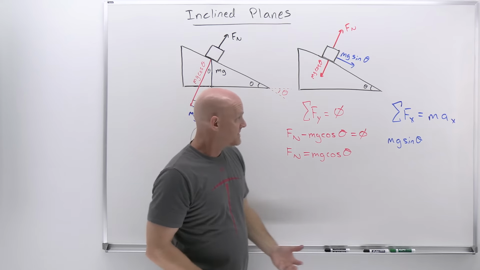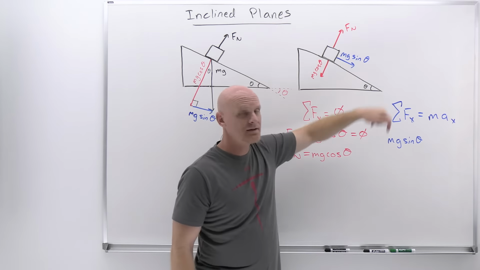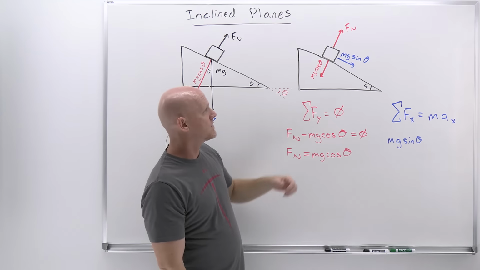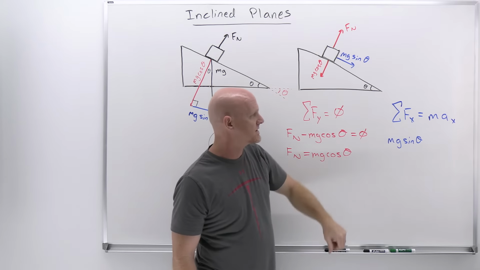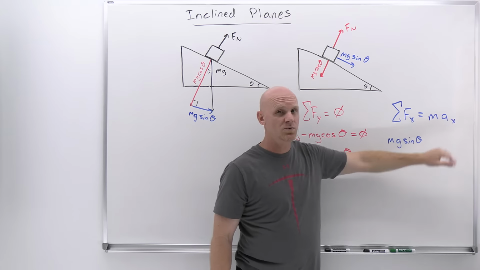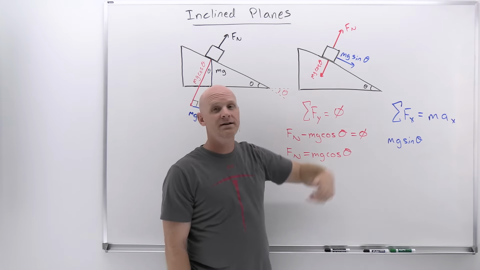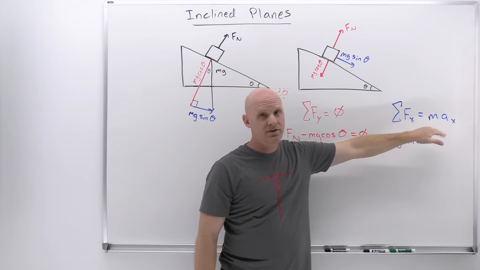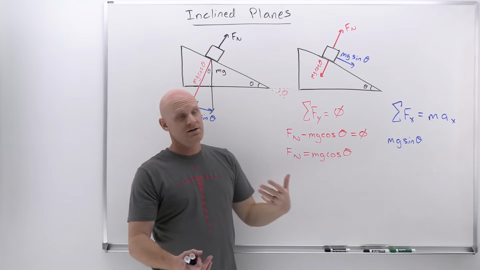But the big thing is this: if you define down the incline as positive, and the object is accelerating down the incline, then you have to make the acceleration positive as well. If you decide to make sliding down the incline negative, then you have to make the acceleration, if it's sliding down the incline, also negative. So that's kind of the key.